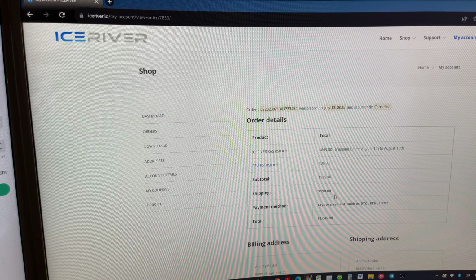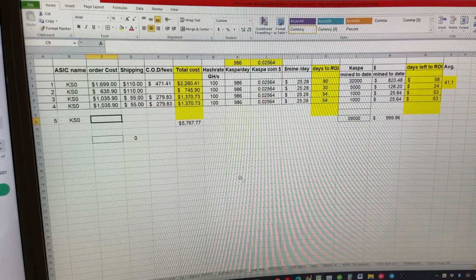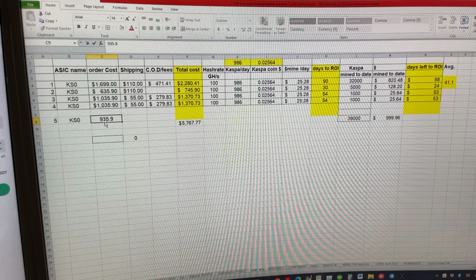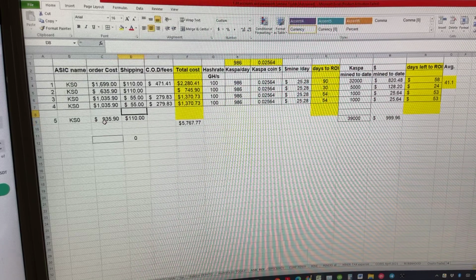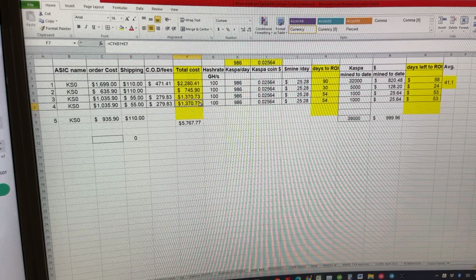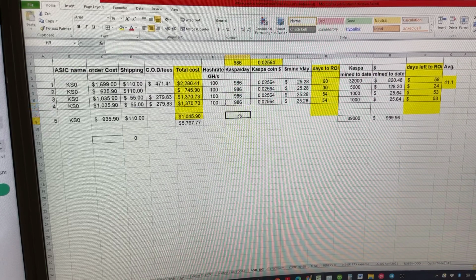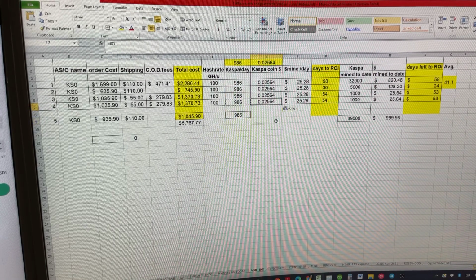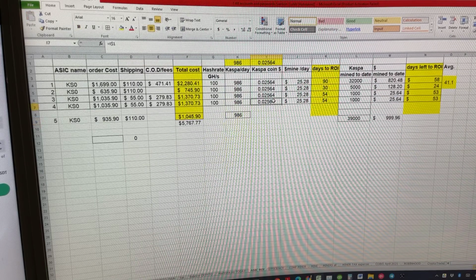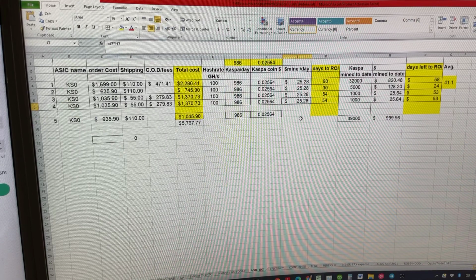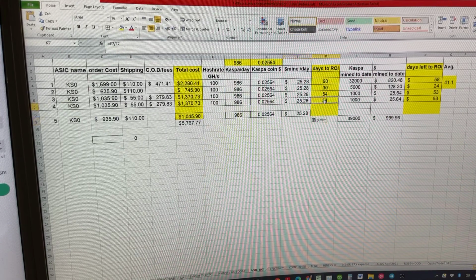935.90. We're gonna plug this in, and 110 for shipping. Let's take a look at what we're gonna have here. So total is 1,045. Our rate's gonna go together the same way. Price per coin here. We're basically gonna copy paste all that. And let's take a look at days to ROI right here. Just gonna copy everything here and then just delete this line.